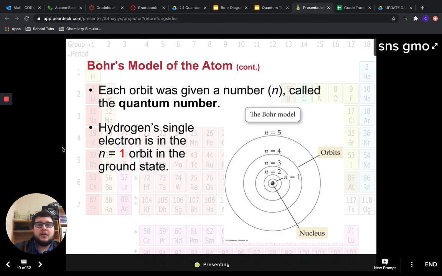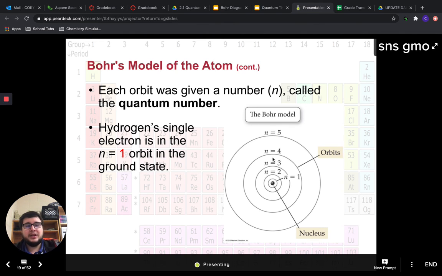Okay? Each of these circular orbits was given a number, n, called the quantum number. Hydrogen only has one electron, and it is in the n equals 1 orbit in the ground state. The n equals 1 orbit is the one closest to the nucleus, and that's where hydrogen's electron lives. If that electron gets excited, it might go up to n equals 2 or n equals 3, and eventually it's going to come back down and emit light whenever it falls back down to its ground state.